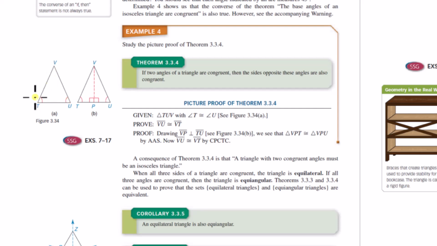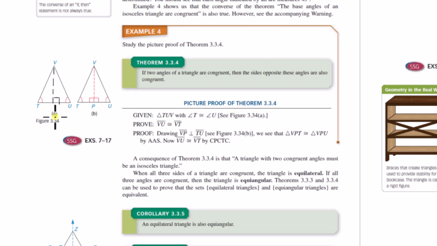All we know is that these two angles are congruent. So now we need to make a decision. Do we add an angle bisector? Do we add a median? Well, what they do here, as you can see, is they add a perpendicular bisector. Or no, just a perpendicular, sorry. They add an altitude. That's it.